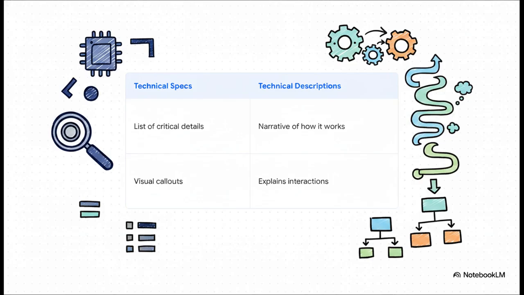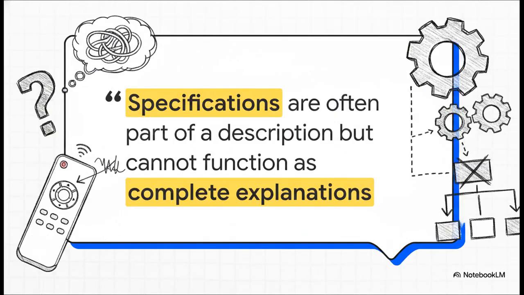Technical specifications? They're really just isolated data points, a list of critical details, or visual callouts pointing to a button. Technical descriptions, on the other hand, provide the vital narrative. Descriptions actually explain how things work. They explain the behavior and how different parts interact with each other over time. Basically, specs give you the raw data, but descriptions actually teach the user. Our source material emphasizes this perfectly. It says, specifications are often part of a description, but cannot function as complete explanations on their own.